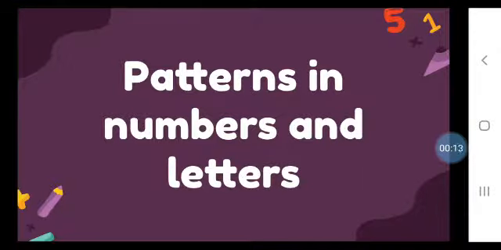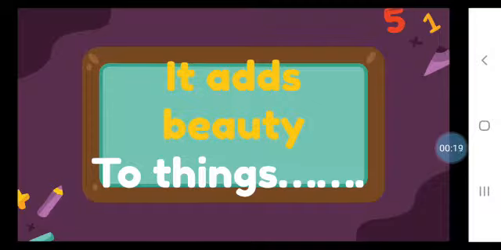Dear children, patterns are available in numbers and letters both. And the best part of patterns is that it adds beauty to things. If you look around you, the beautiful nature which God has given to us, there exists a pattern in leaves, flowers, in the wall. Some patterns are made by human beings. For example, the beautiful floral patterns in your dresses, the patterns in your socks, the patterns in your walls, your tiles, everything. Whenever we arrange things in a pattern, they become beautiful.